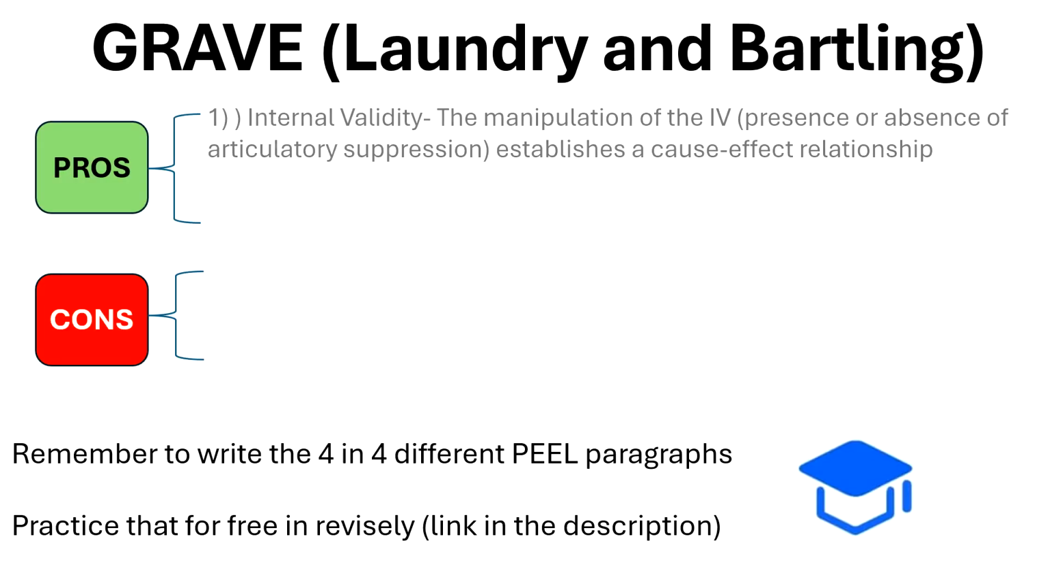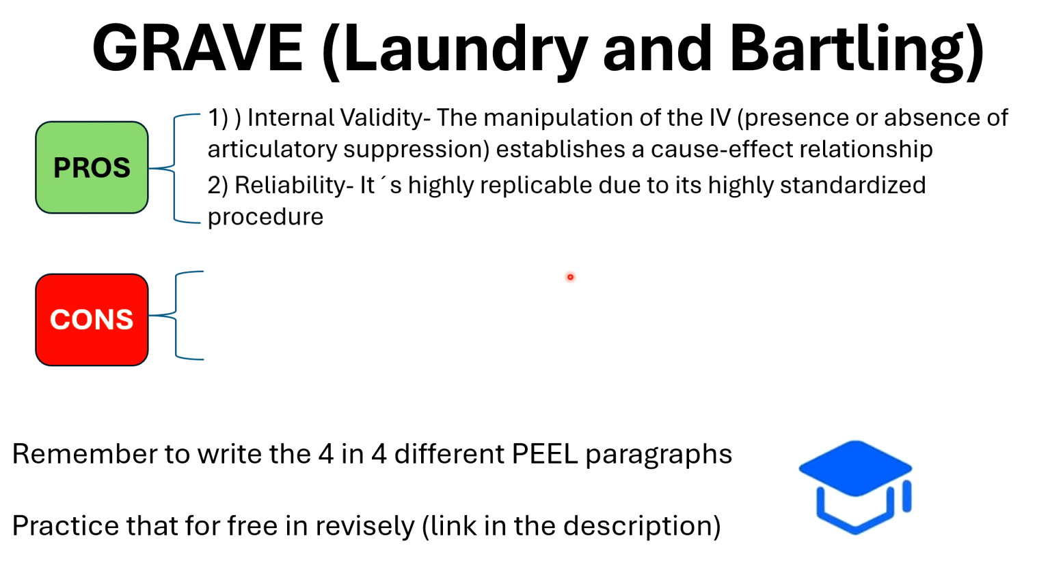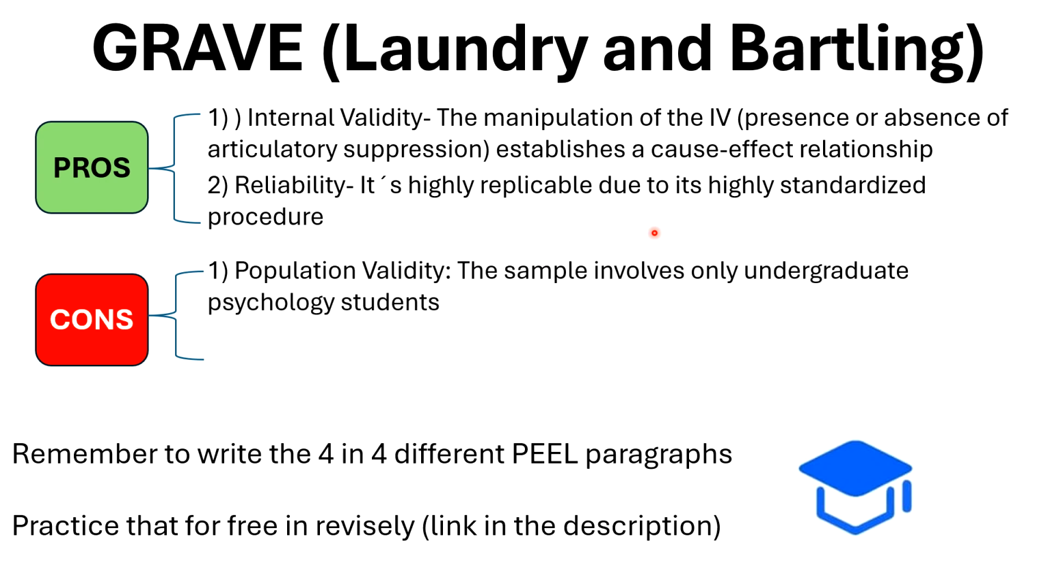This study has internal validity due to the manipulation of the IV, which is the presence or absence of this articulatory suppression. So remember, the control group does not have the articulatory suppression, and the experimental group does, and this establishes a cause-effect relationship. It is highly replicable due to its highly standardized procedure, and the sample is bad, so it has low population validity because it only involves undergraduate psychology students.